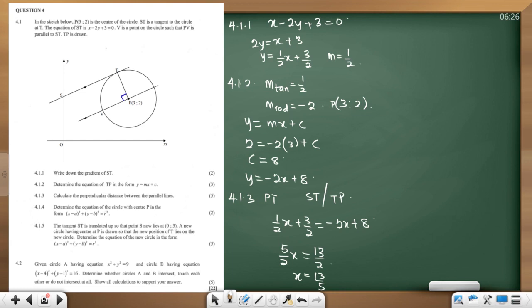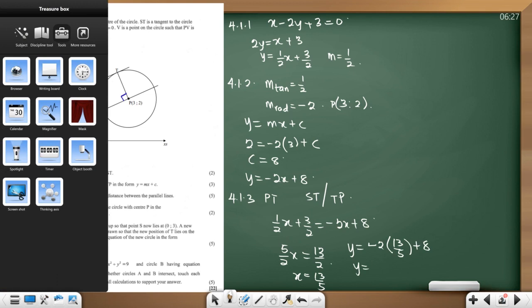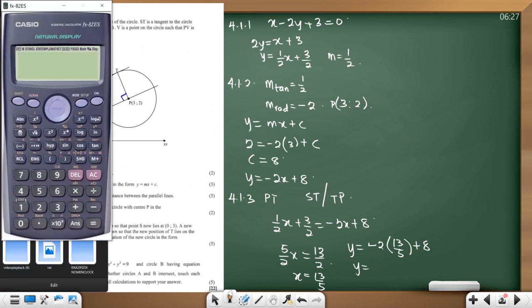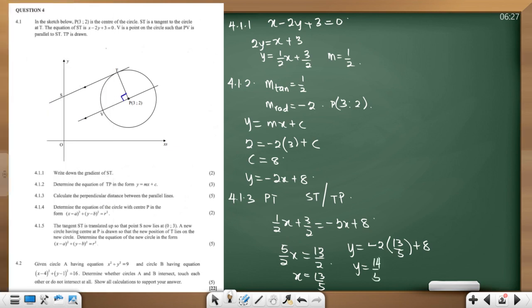13 over 5. And what is our y value? We know y as negative 2x plus 8. So we have negative 26 over 5 plus 8. Let's use a calculator to make life easy here. So it's basically 8 minus 26 over 5, and that gives us 14 over 5. So that is the coordinate of T. Coordinate of T is (13 over 5; 14 over 5).